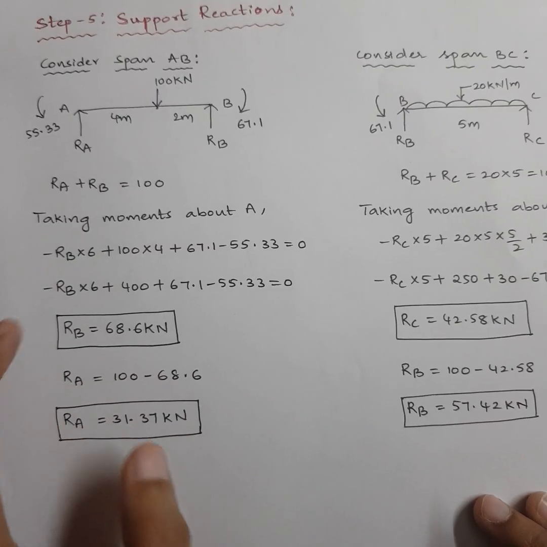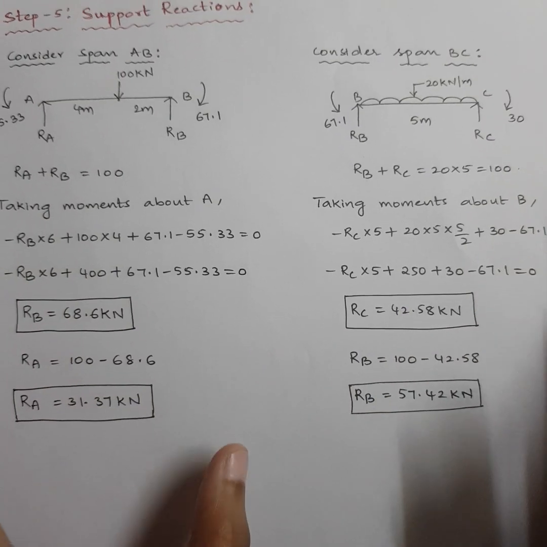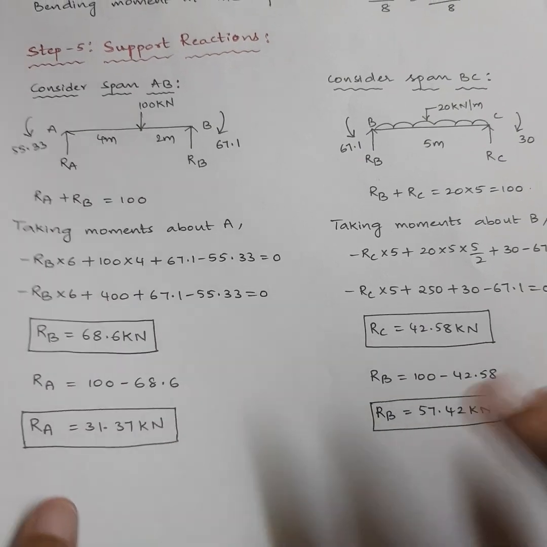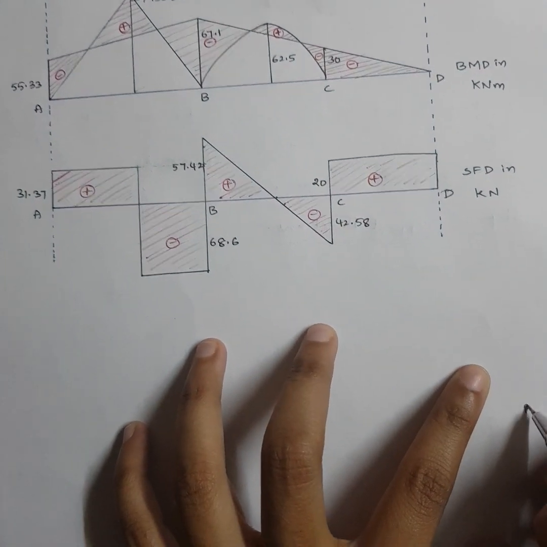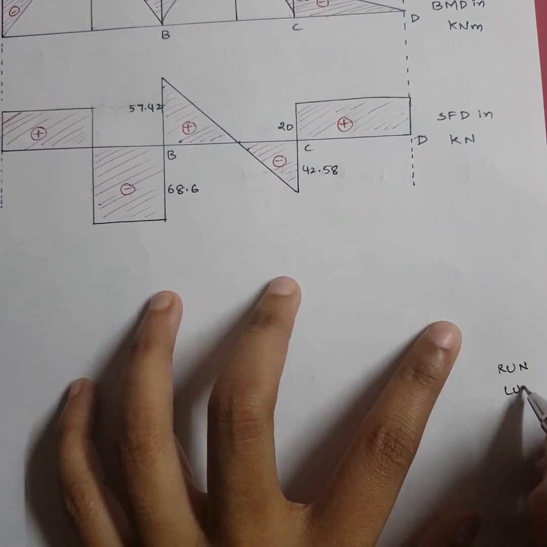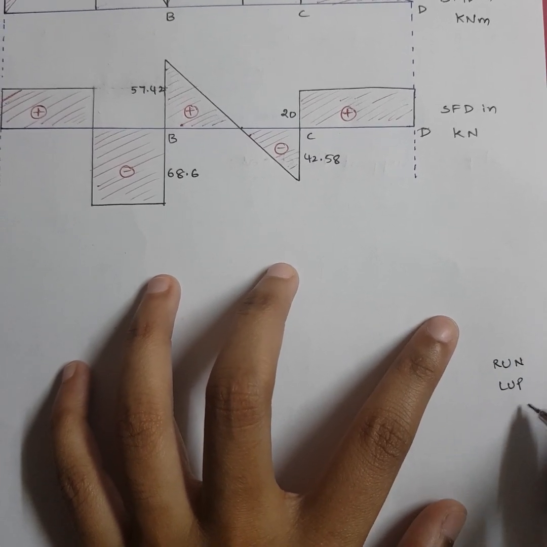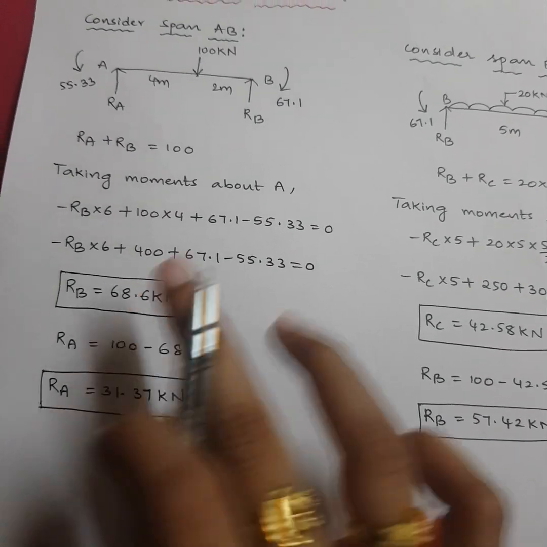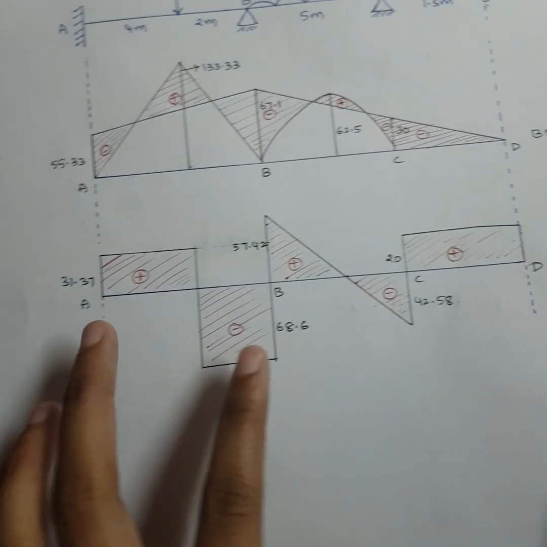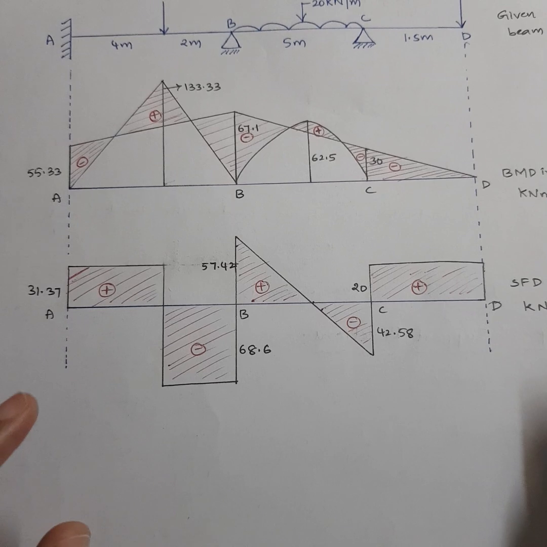Now for the span AB I am ready with RA and RB. For the span BC I am ready with RB and RC. I can start off the shear force diagram. I'll follow the sign convention of RUN, right side upward negative. So if I consider any section, I consider this sign convention, right side upward negative and left side upward positive. Okay, right now just remember these values. RA is 31.37, RB is 68.6. Now, when I am considering the span AB, RA I got 31.37.